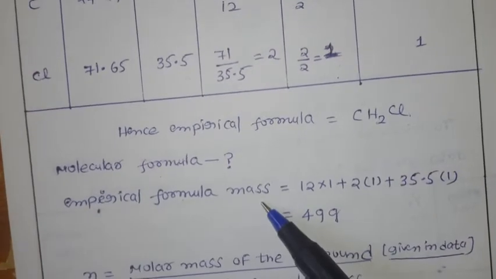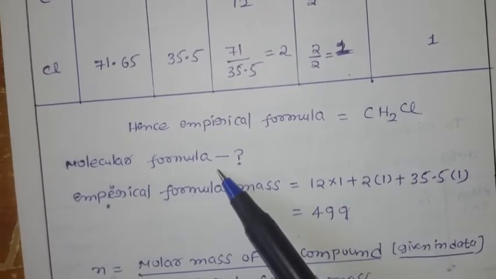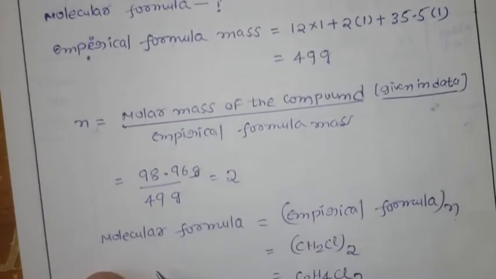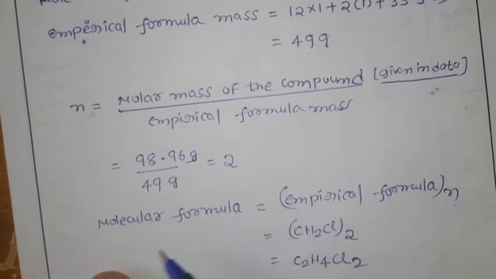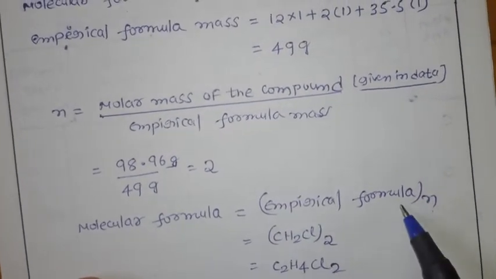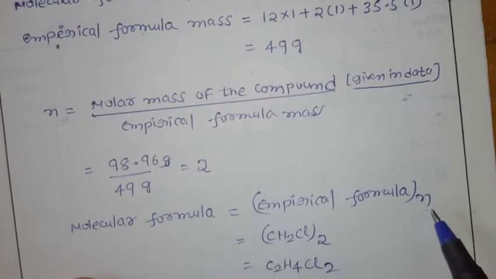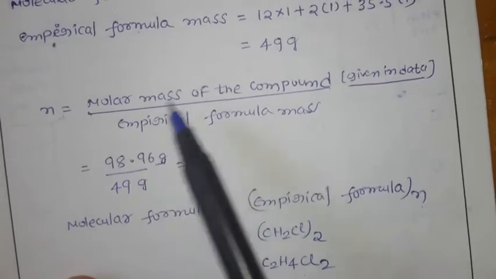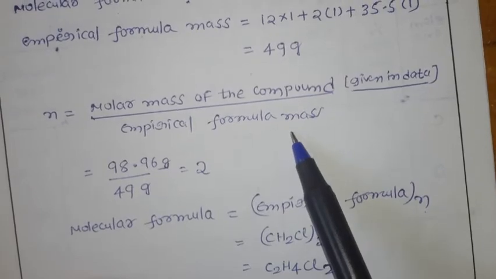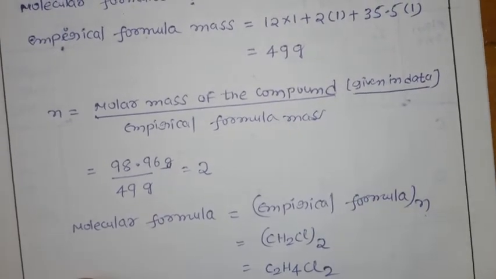Once you get the empirical formula, you have to calculate the molecular formula. How are you going to calculate the molecular formula? We have the relation: molecular formula equals empirical formula into n. How do you calculate n? n is the molar mass of the compound divided by the empirical formula mass. So these are the steps to calculate the empirical formula and molecular formula from the percentage of composition.